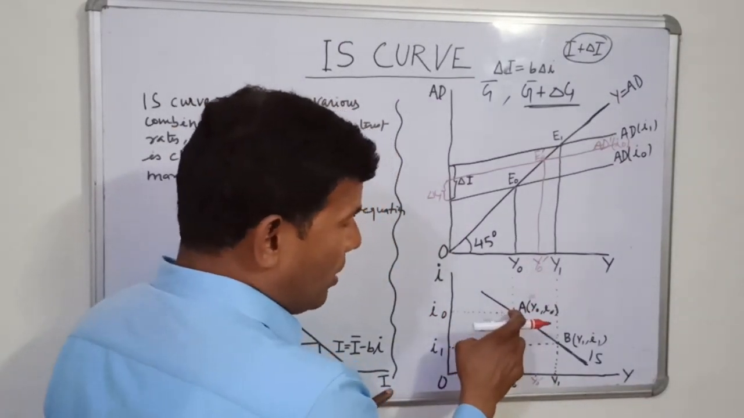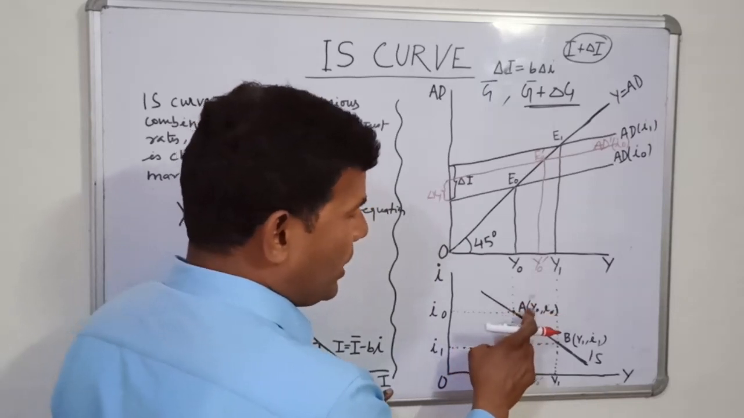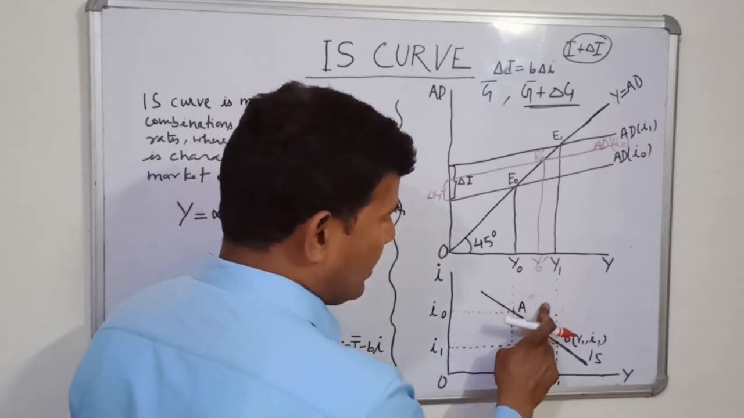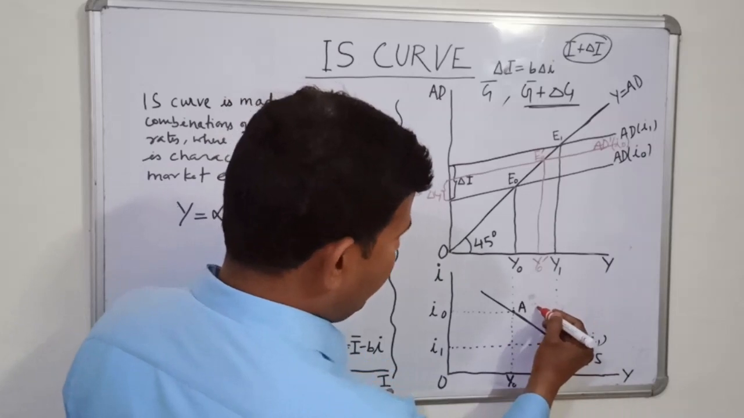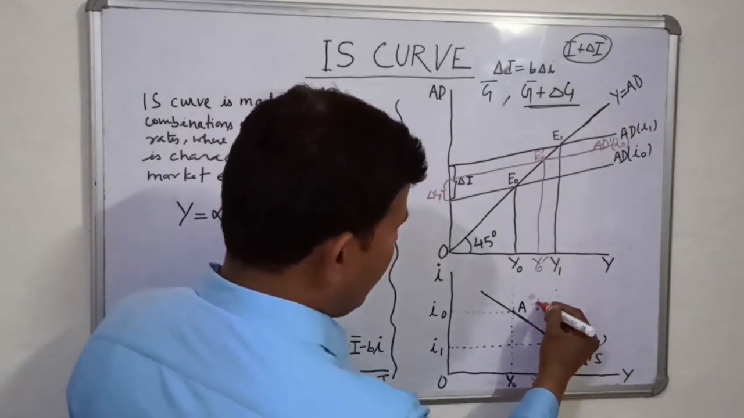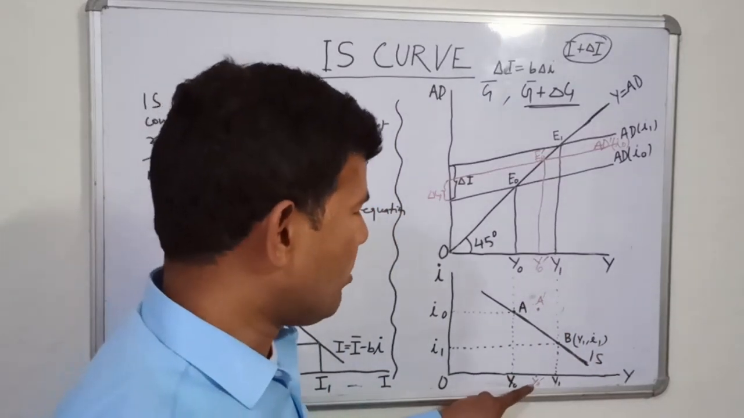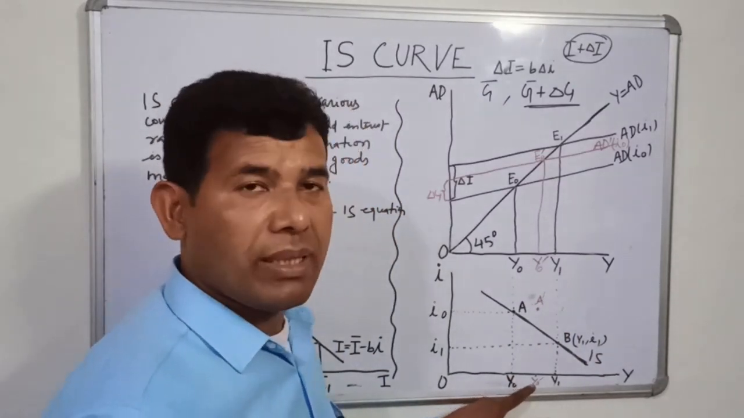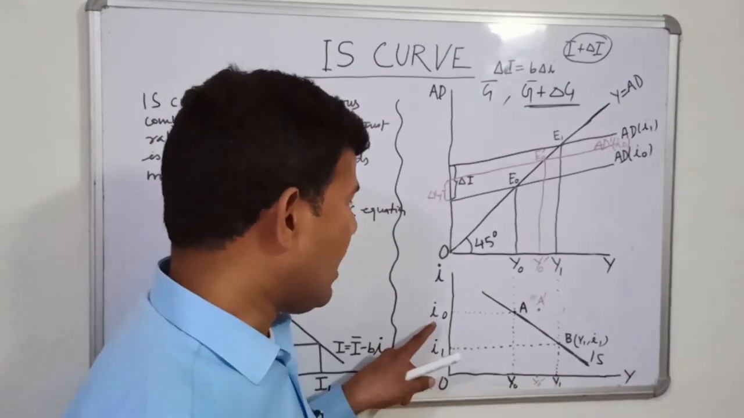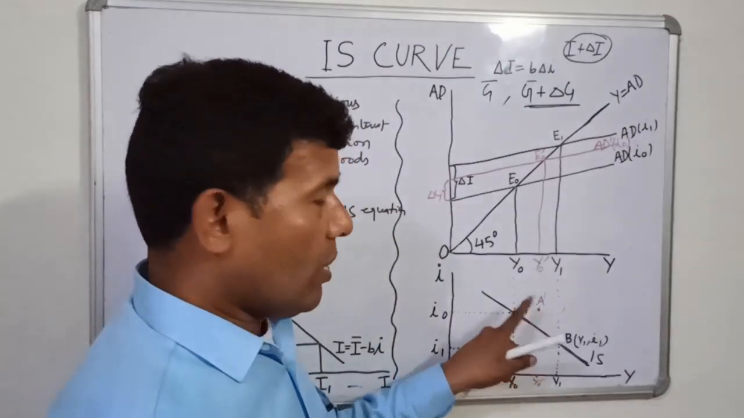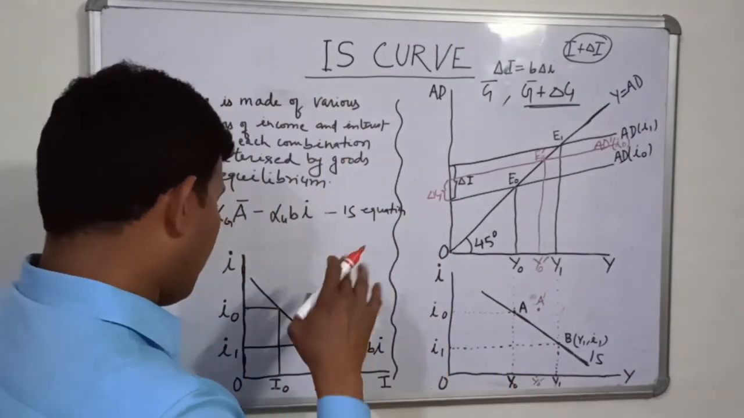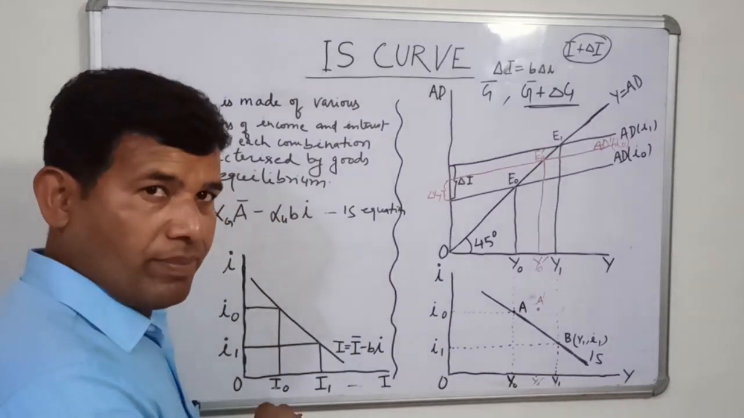The combination would be shown exactly to the right of point A. So let us say that point is shown here at point A dash. This point A dash shows combinations of equilibrium income Y naught dash and I naught. Fine.